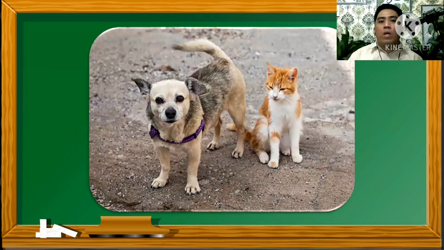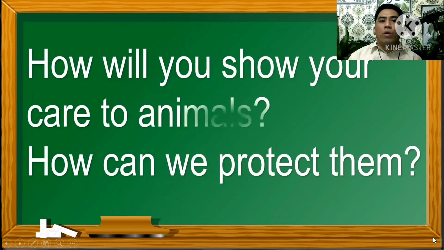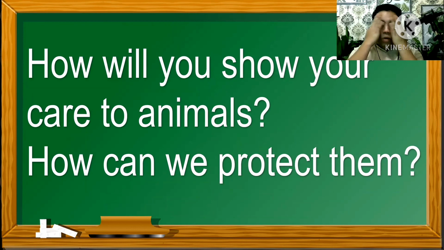Now, class, sometimes we can see or observe in the street or in our surroundings that there are stray dogs and cats. How can you show your care to those animals, and how can we protect them? We can show our care for those animals by feeding them, by giving them food, or pwede natin silang kunin at alagaan kung wala talaga silang may-ari.